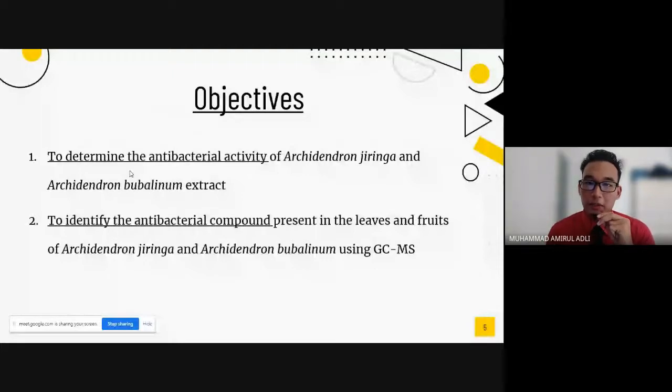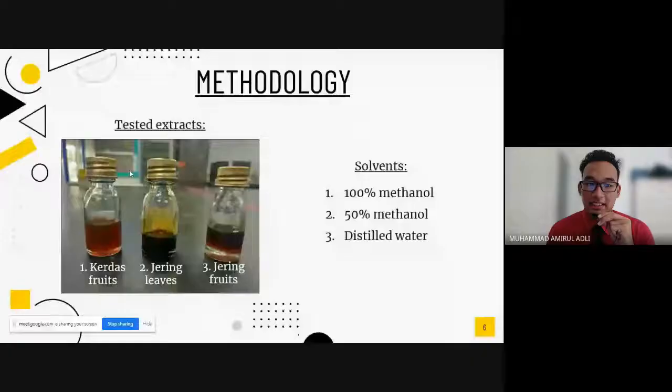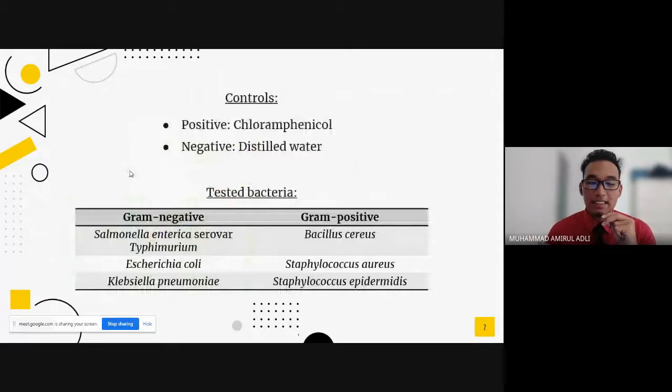And now we move on to the methodology involved in this study. There were 3 types of extracts that were tested. The first one is Kerdas and Jering leaves, and the last one is Jering fruits. Each of the extracts was added with 3 different kinds of solvent, making the grand total number of extracts tested in this study 9. And each of the extracts was tested against 3 gram-negative and 3 gram-positive bacteria.